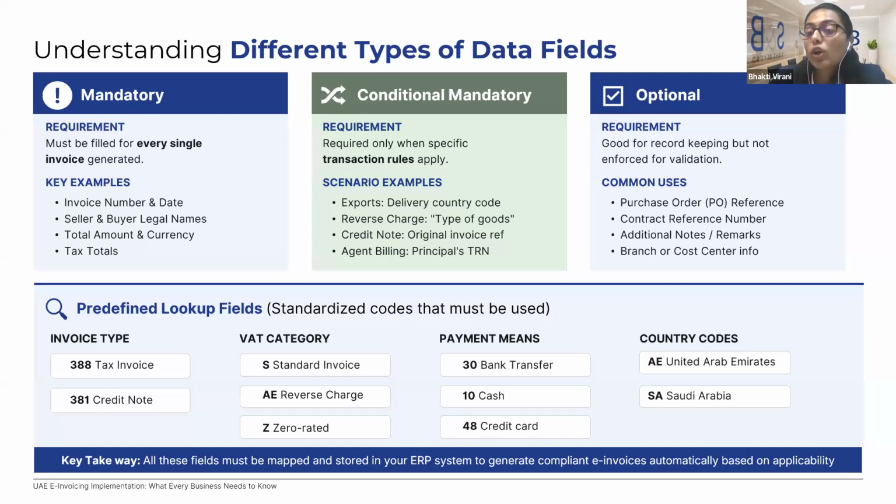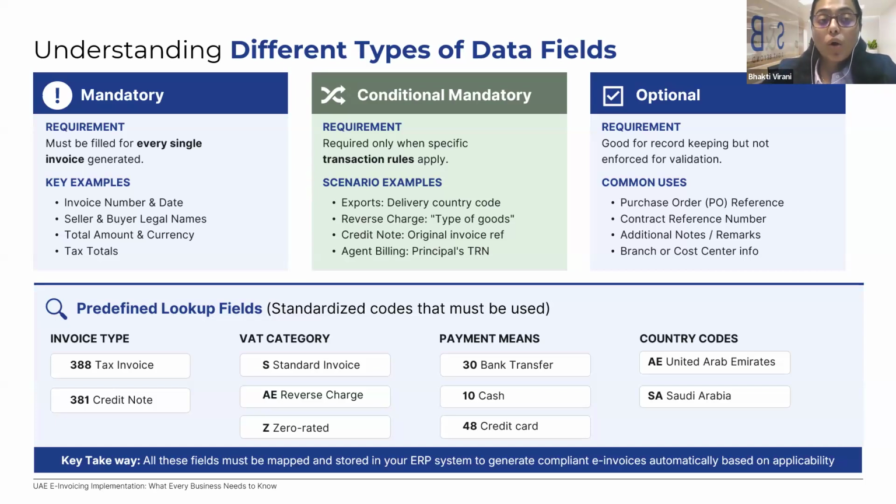And the last one are the optional fields. These are fields which are good to have on the invoice. Basically, this is referring to your contract number or any additional notes or remarks like the payment terms or the bank details or the branch code or the branch through which we are raising the invoice, or the PO references. In case you have any fields which you're currently capturing in the invoice, we can going forward also capture them under the optional fields.